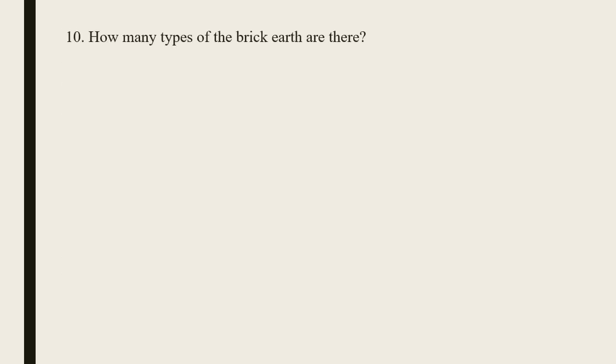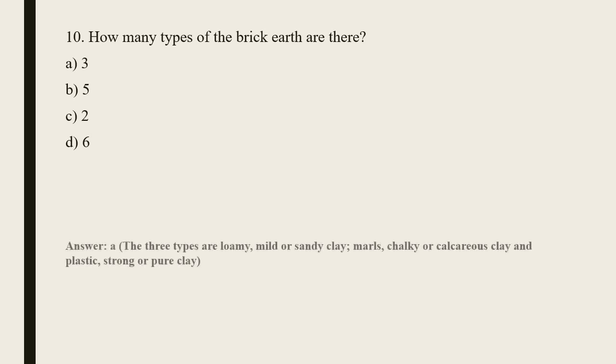How many types of the brick earth are there? A. 3, B. 5, C. 2, D. 6. Answer is option A. The three types are loamy, mild or sandy clay; marls, chalky or calcareous clay; and plastic, strong or pure clay.